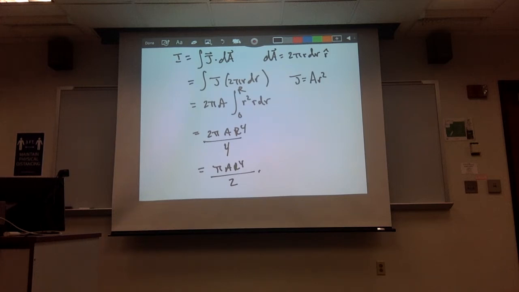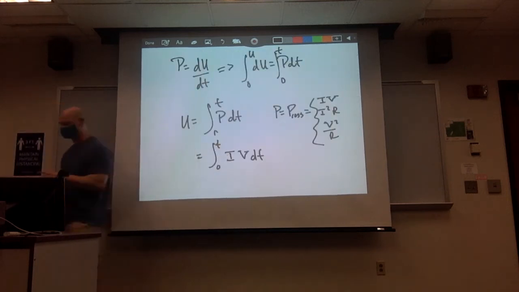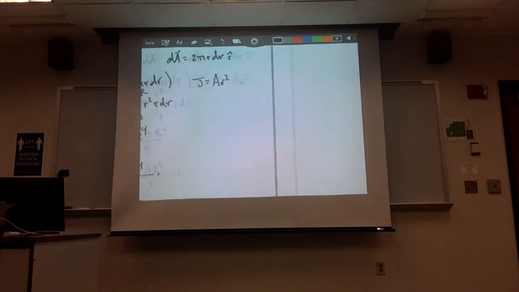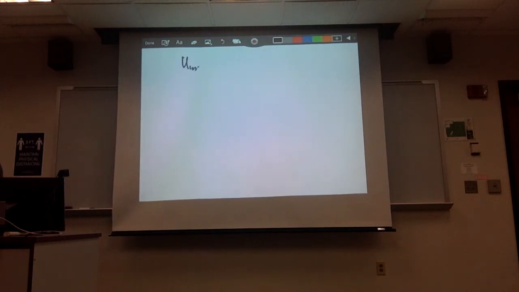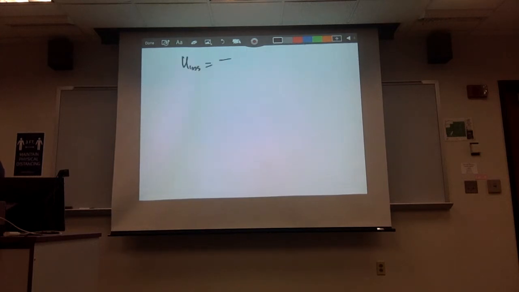Now let's put our current back into our previous expression, which was this one. Now we know what the current is, so let's plug it in here. So finally, this tells me that my energy, which is being lost, is going to be equal to the current, pi a R to the fourth divided by 2, times the integral from 0 to t of the potential dt.